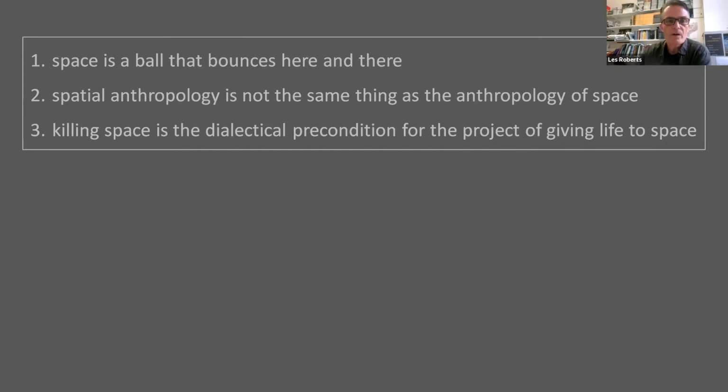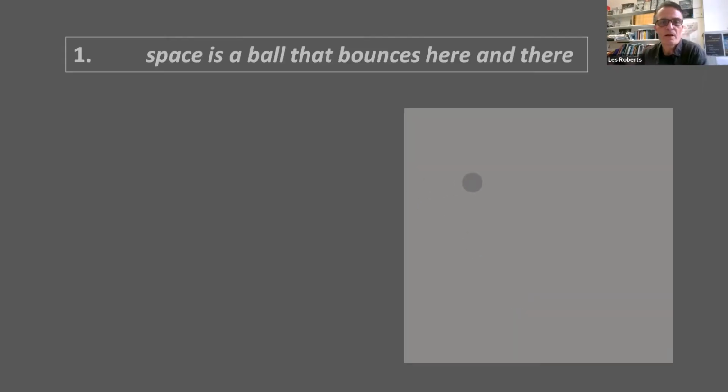Let's start with the first, which is space is a ball that bounces here and there, and a nice graphic there to help us along our way, just in case you're struggling to imagine what a ball bouncing here and there might look like. Now, this phrase is actually taken from Shobo Genzo, written by Eihei Dogen in the 13th century. He's a Japanese philosopher and the founder of the Soto sect of Japanese Zen Buddhism.